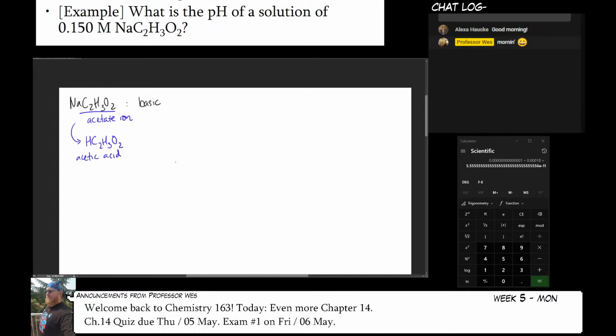All right, so now that I know that, I can say, okay, sodium doesn't do anything. Sodium is pH neutral. But the acetate ion will do something in the solution when it reacts with water. Well, we just said it was basic, so it would react with water, and we would form hydroxide and acetic acid.